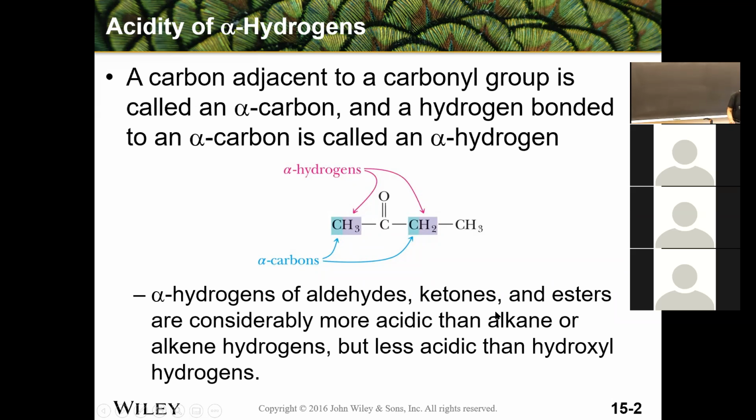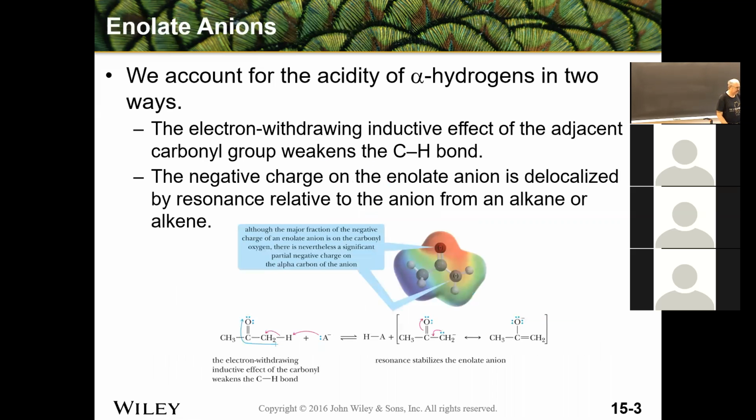Okay, first we start out by defining what is meant by the alpha carbon, alpha to a carbonyl, and that is the carbon right next to it. And on that carbon, you may have alpha hydrogens. Alpha hydrogens of aldehydes, ketones, and esters are considerably more acidic than alkane or alkene hydrogens, but less acidic than hydroxyl hydrogens.